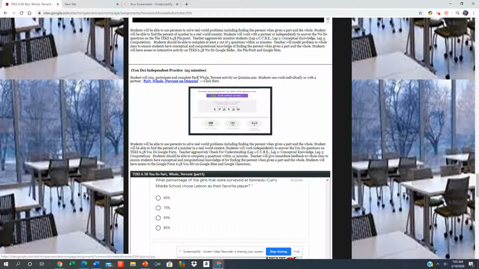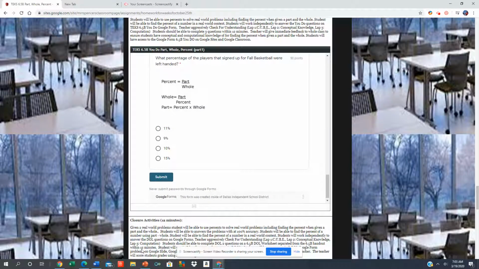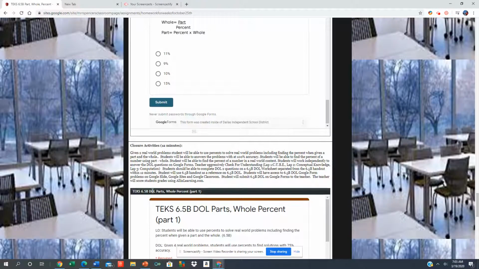I want to go back to the Quizlet part of the assignment on the you do activity. And if they need a code to get into the quizzes assignment, you can use this particular code right here to get into the assignment. Let's move down. Students will submit their you do portion of the lesson.